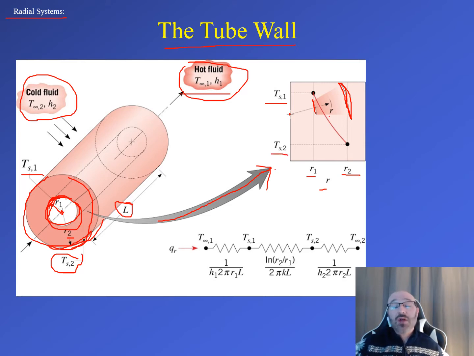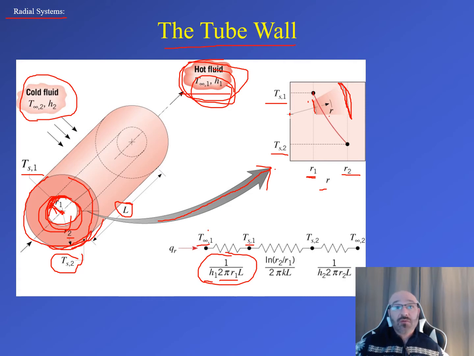Having this diagram really does help us to draw out our thermal circuit down here. If we start at R1, on the inside of the tube we have this hot fluid, so convection is occurring. That's this step, from T infinity 1 to TS1, the inside fluid temperature to the inside surface temperature. We have the relationship 1 over H1 times 2 pi R1, where R1 is that inner radius, times the total length L. So that's your convection term.